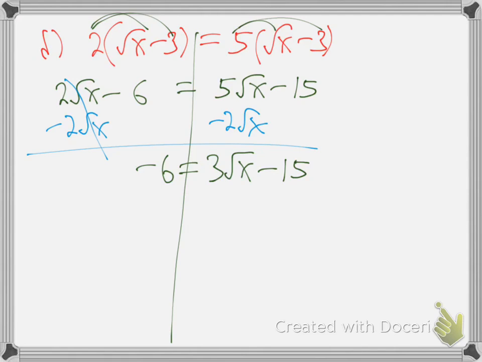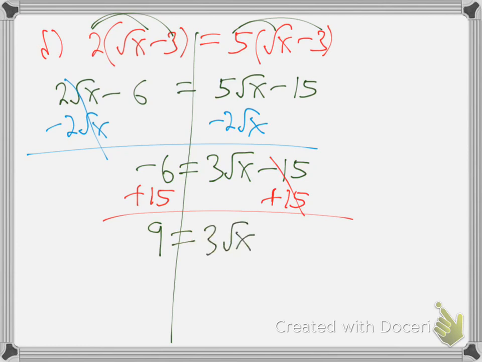X wants to be alone. So I add 15 to both sides. 15 minus 6 was 9. Is 3 root x. What do I do now to finish solving for x there? Divide by that 3. Boom. And so root x is 3, right? 9 divided by 3 is 3.